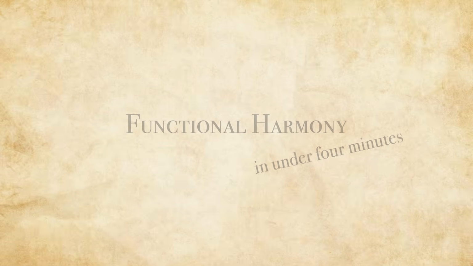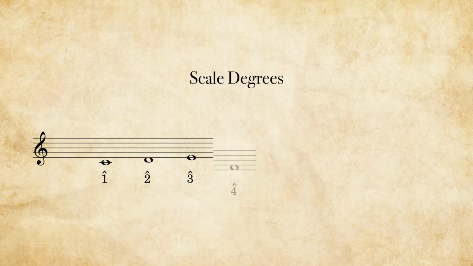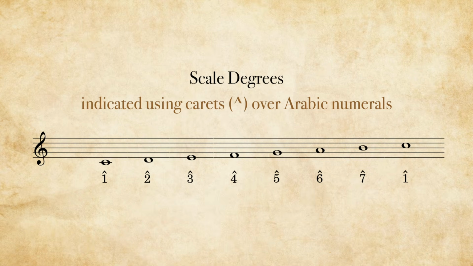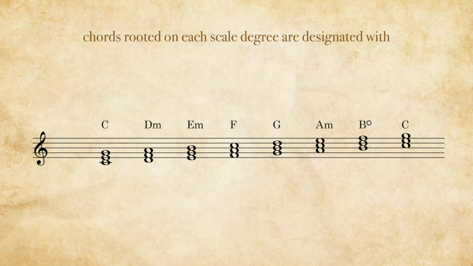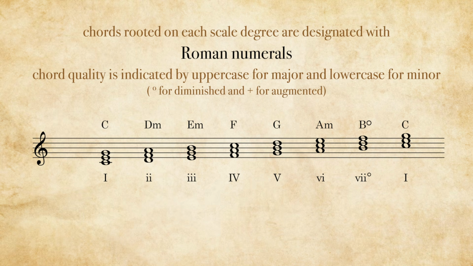In the key of C major, we can assign numbers to each note of a C major scale, and these are called scale degrees. Usually, scale degrees are indicated with a caret over an Arabic numeral. If you build chords up from each of these scale degrees, we can define those as chords in the key and use Roman numerals. I'll also indicate chord qualities using uppercase for major chords and lowercase for minor chords.